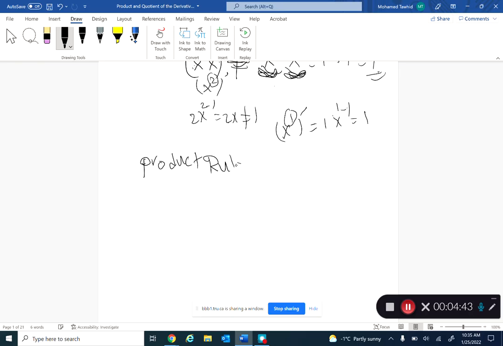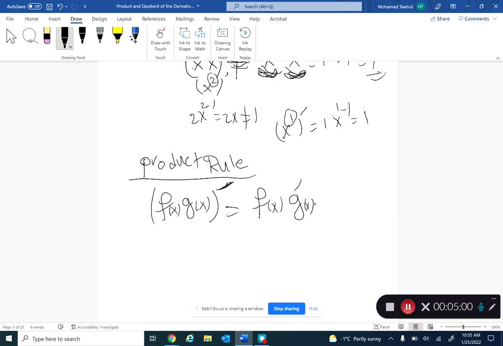Product rule. If I have a product like f multiplied by g, where f is a function of x and g also is a function of x, then the derivative of this product, (fg)', turns out to be f of x, the first one, multiplied by the derivative of the second one, plus the derivative of the first one multiplied by the function of the second one.